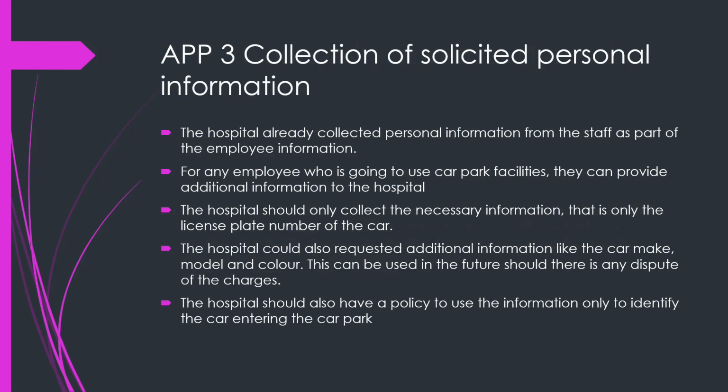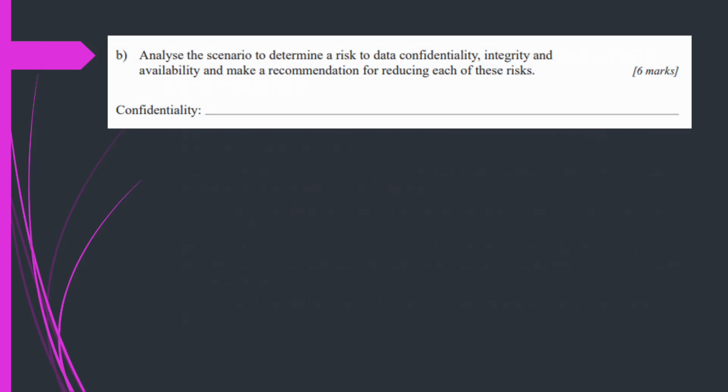There is also a consideration to collect additional information like the car make, model, and color, should there be a dispute in the future, because the car park system may have some sort of camera that captures the car on entry. So if there's a dispute, they have images and references to refer to. Also, as part of the policy, they should only use the information to identify the car entering the car park, meaning that you can't use that license number information for something else. So that's part A. A lot of words.